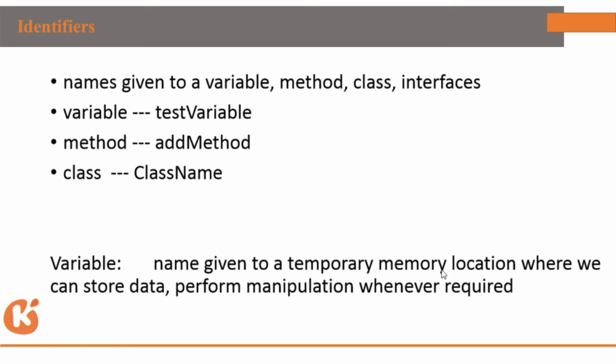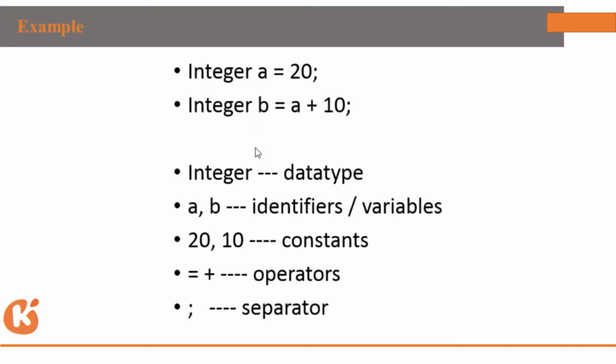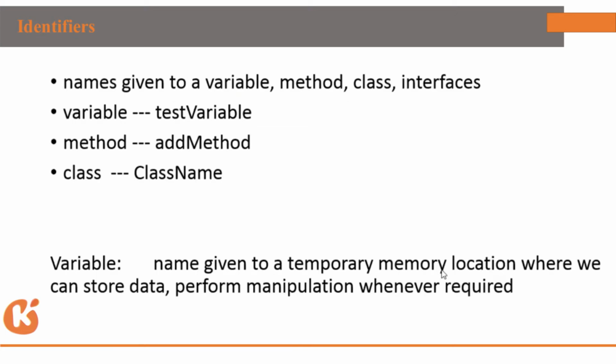Then we have identifiers. First we have seen data type. Then we have A and B, which are the identifiers or variables. Now let's see them. Identifiers are nothing but names given to a variable, method, class, and interfaces. We'll see them in detail. So the first one is variable. What is a variable? It's a name given to a temporary memory location where we can store data and perform manipulation whenever required. So what does it mean?